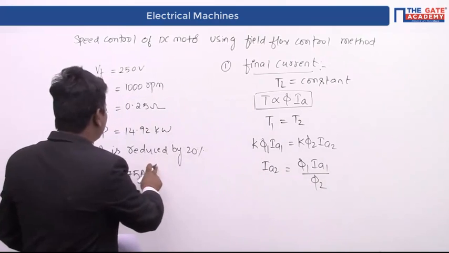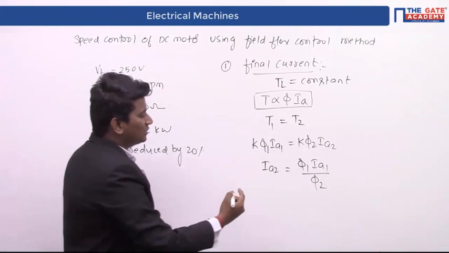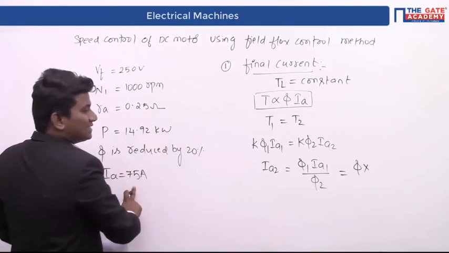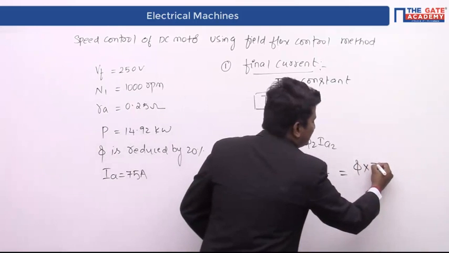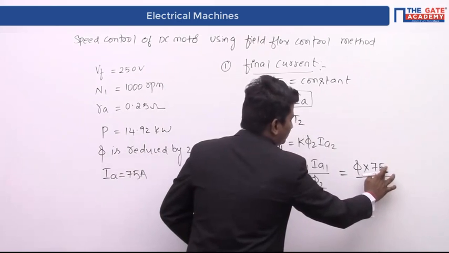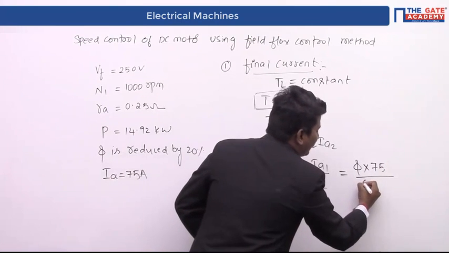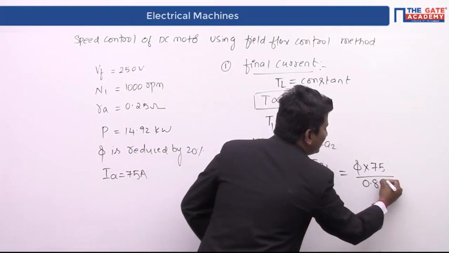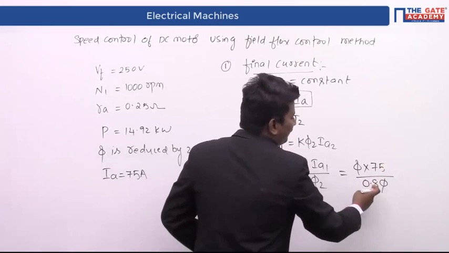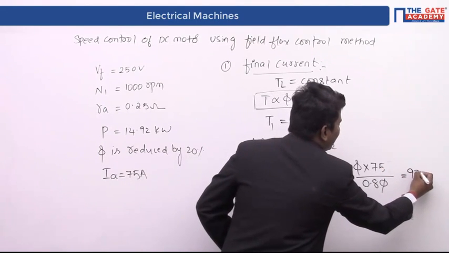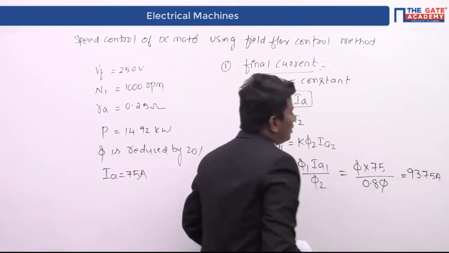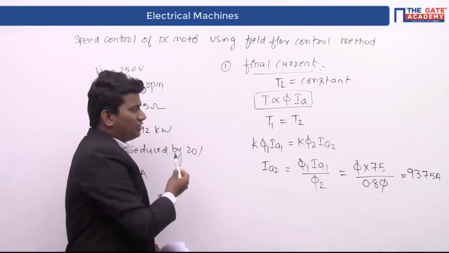As they have mentioned that flux is reduced by 20%, it means phi into Ia1, which they have given as 75 amperes, divided by the remaining flux. Flux decreased by 20%, so the remaining flux available inside the machine is 0.8, which means 80% of the flux. Therefore 75 by 0.8 will be 93.75 amperes. So this is the final current you got after reducing the flux.